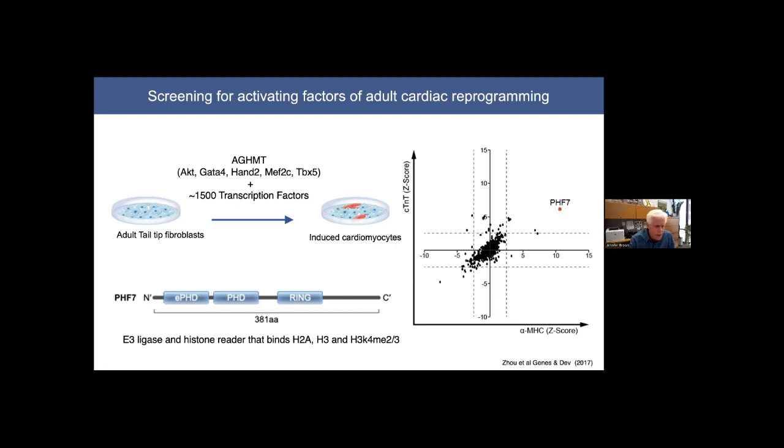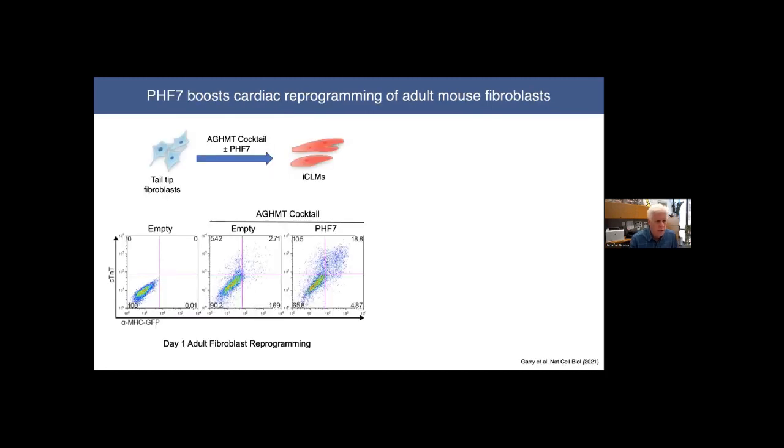PHF7 is a little studied protein. It's an E3 ligase and a histone reader. It belongs to the plant homeodomain finger family. It contains two homeodomains and a ring finger domain, and it binds histones H2A, H3, K4 dimethyl. So it's an epigenetic regulator that can identify specific modifications or targets in the genome and modulate their activity. We showed that PHF7 in work that was published is expressed in MESP1 positive cardiac progenitors during development, but is not expressed notably in the adult heart.